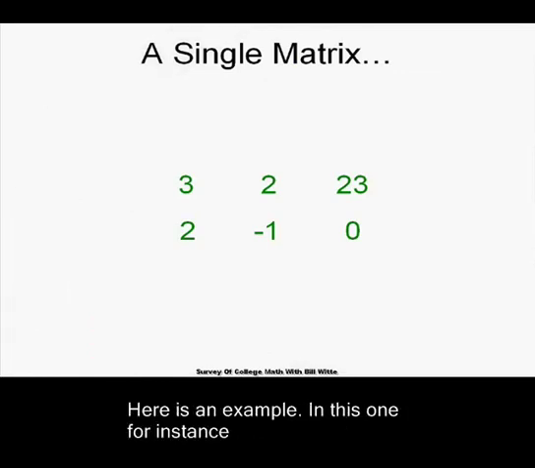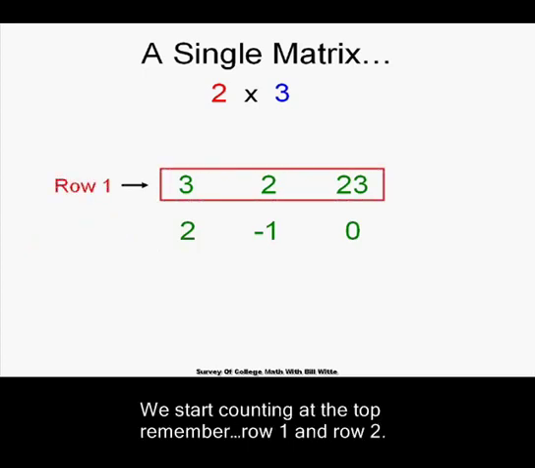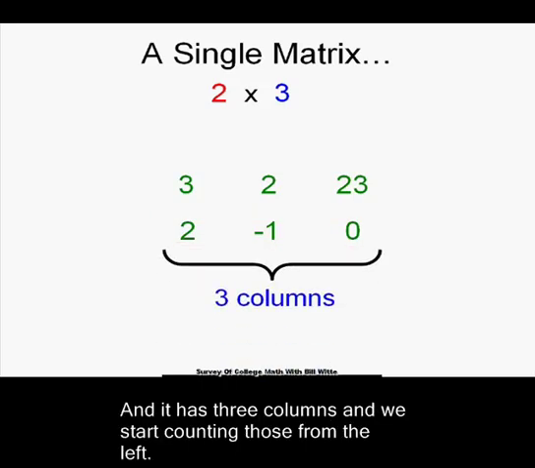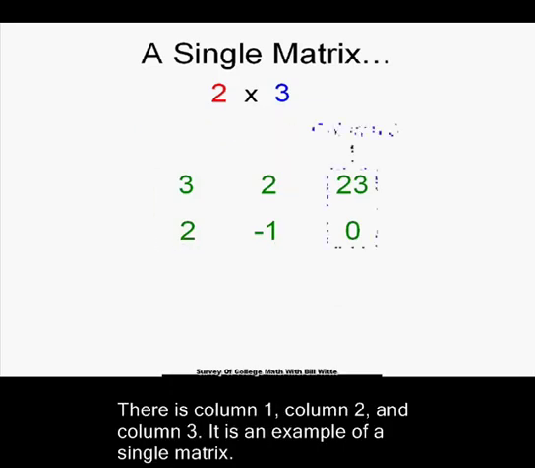Remember a single matrix? Here's an example. This one, for instance, we would call a 2 by 3 matrix because it has 2 rows. We start counting at the top, remember, row 1 and row 2, and 3 columns. Now we're going to start counting those from the left. There's column 1, column 2, and column 3. There's an example of a single matrix.